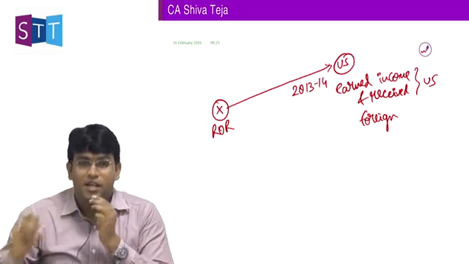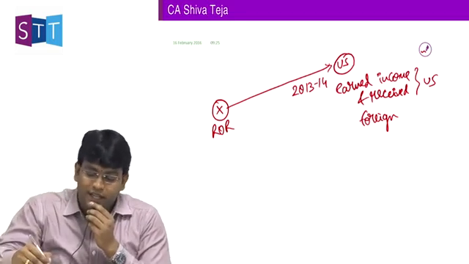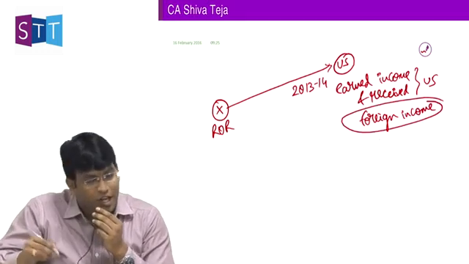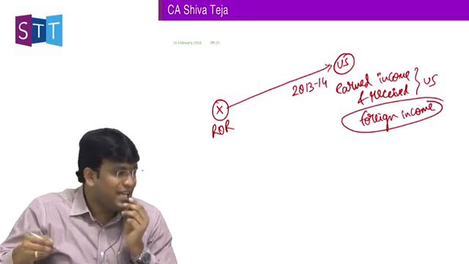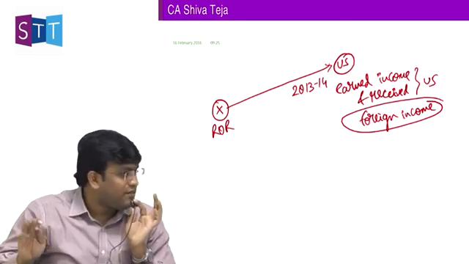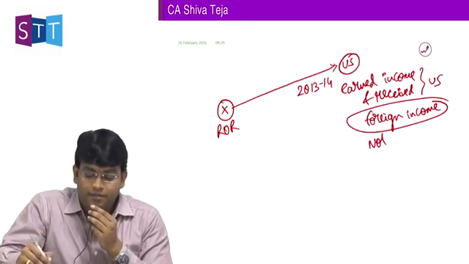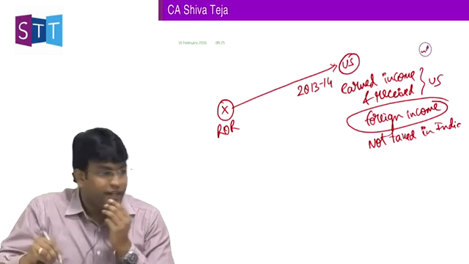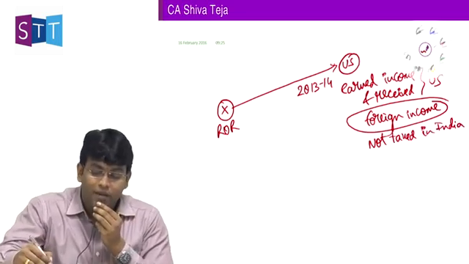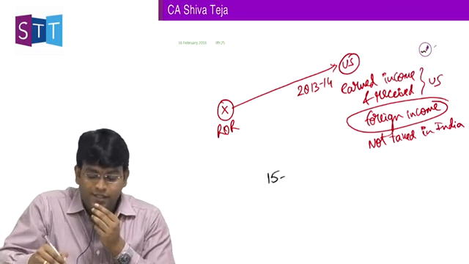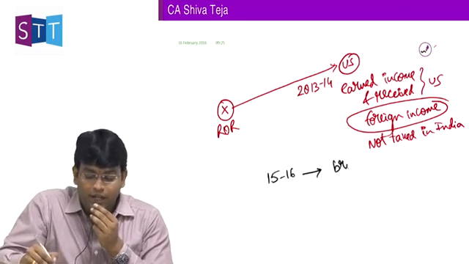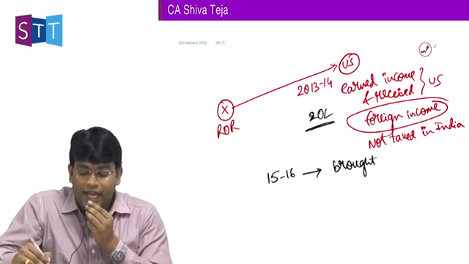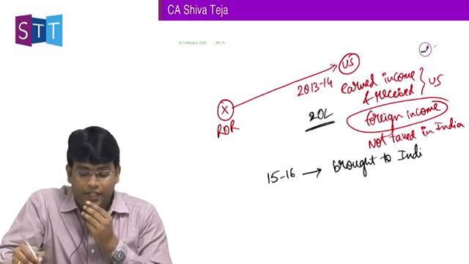Now, the point is, in 13-14 he earned income, which is technically a foreign income, which was not taxable earlier, or it was taxed only in the foreign country but not in India. Correct? Not taxed in India. Now tell me, sir, please concentrate. In 15-16, he brought that to India. He has earned some 20 lakhs. That 20 lakhs he brought to India in 15-16.